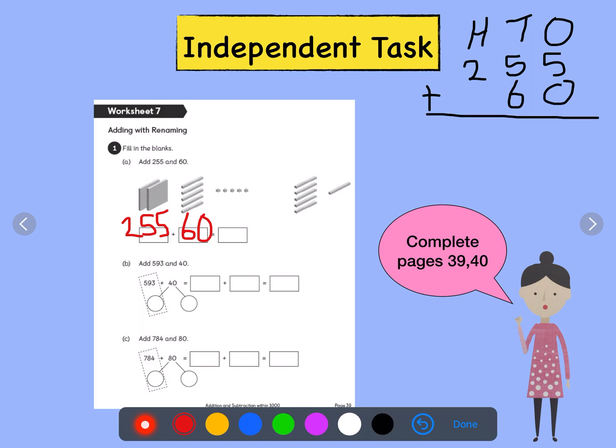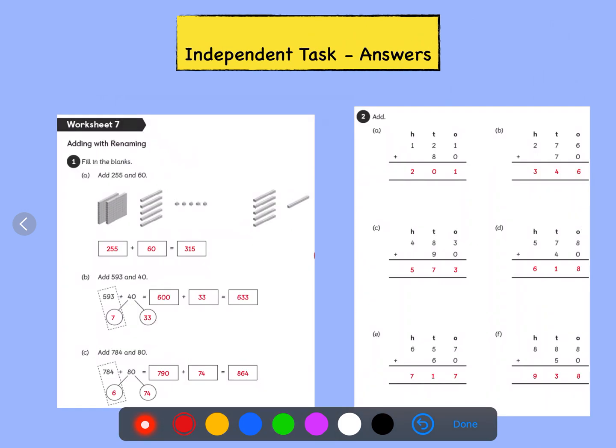Let's start. 5 plus nothing is 5. 5 plus 6 is 11. I need to regroup. I put my 1 in the tens and I regroup 1 in the hundreds. 1 plus 2 is 3. So my answer there is 315. In the next two, they are using a different method, the other method that we looked at in our Let's Learn. Remember, you can check all your answers back here just in case you get stuck.